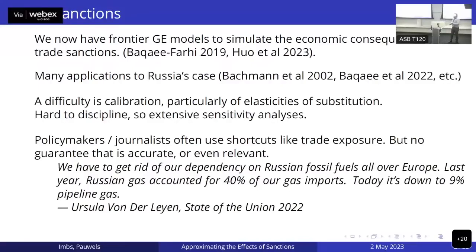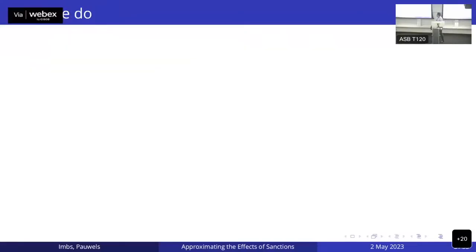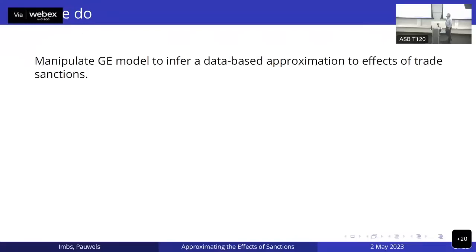The problem with this is that there's no way to know that this is really accurate or if it has anything to do with trade sanctions in the first place. So what I will present is that we want to use this general equilibrium model to infer an empirical, data-based approximation to the effects of trade sanctions, okay?